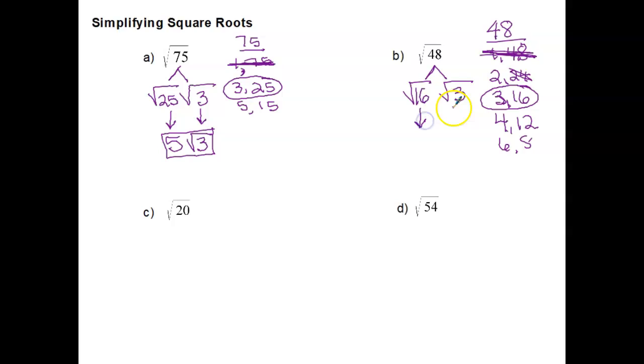So now for each one of these, we just want to simplify. So the square root of 16 is 4, and the square root of 3 is just going to stay as the square root of 3. So now we have 4 square root 3 as our answer.